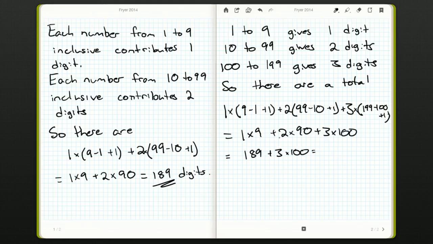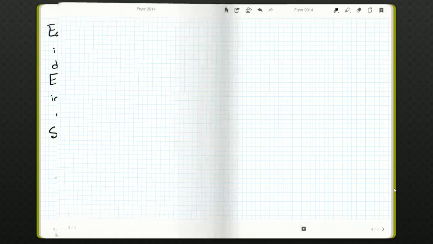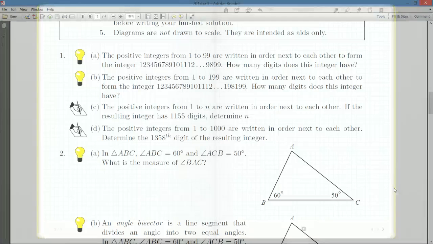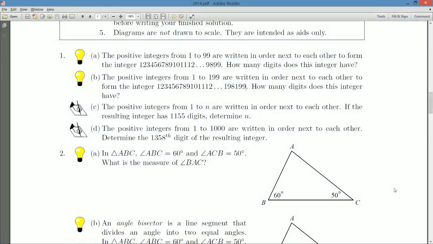So this simplifies to 189, and then we still have 300 left over. So we have 489 digits, and that gives us the answer to B part. So we'll likely need a brand new piece of paper for C part, but let's take a look at it. Alright, C, the first truly written question on the Fryer right now.